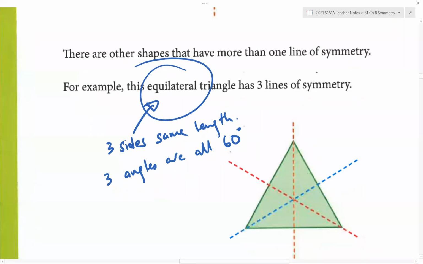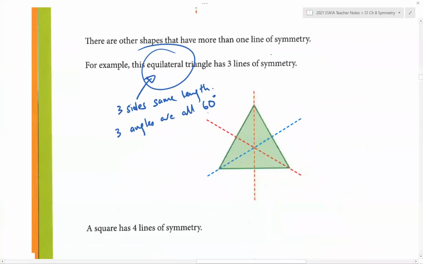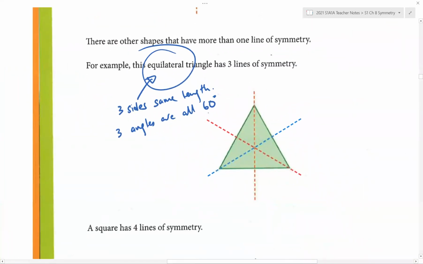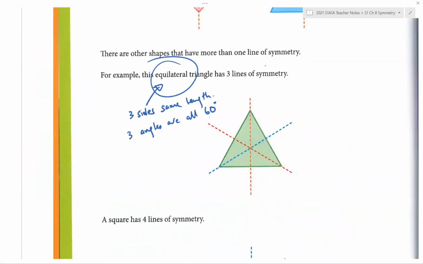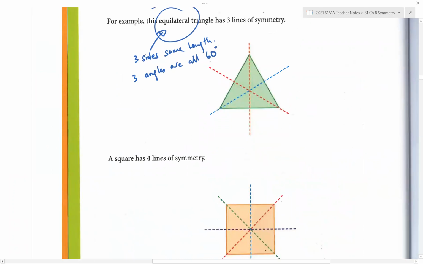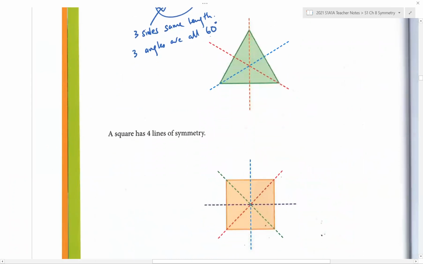All angles are 60 degrees. So in this particular triangle, there are three lines of symmetry. And then you talk about a four-sided figure. A four-sided figure, in this case a square, has four lines of symmetry.